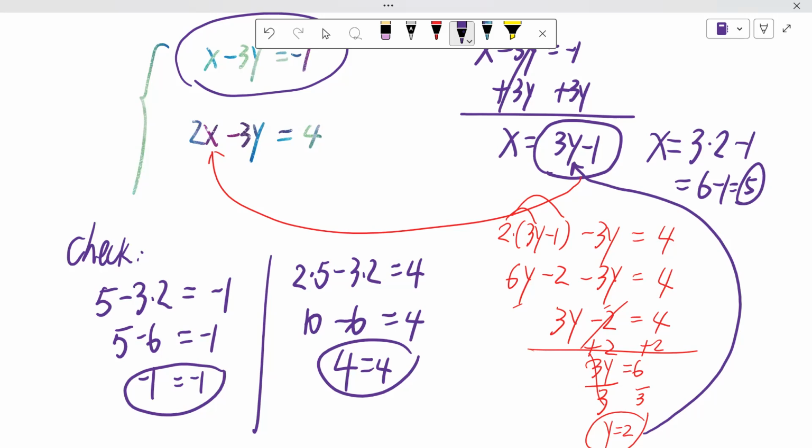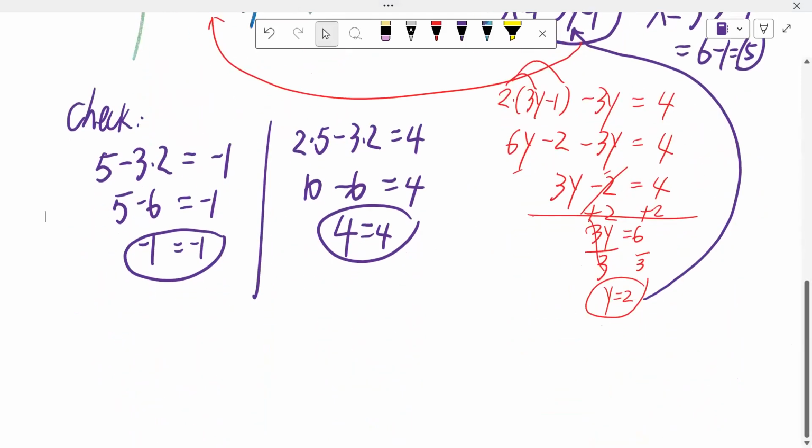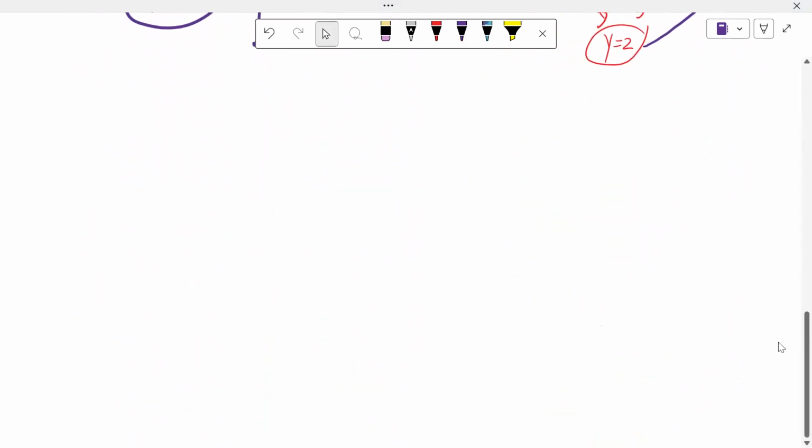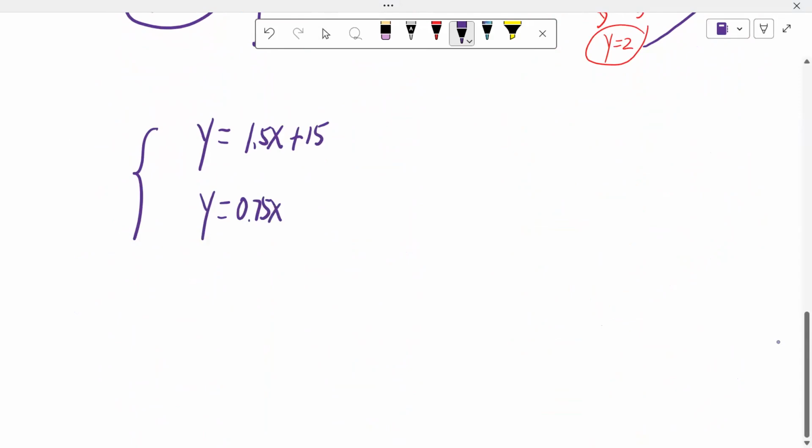Right, what if we have something like this, right? We may have some kind of question. I'll show you some of the other questions. Another type of question. So let's say y equal to 1.5x plus 15, and then y equal to 0.75x plus 30. So we end up with something like this. And let's say we want to use the substitution method.